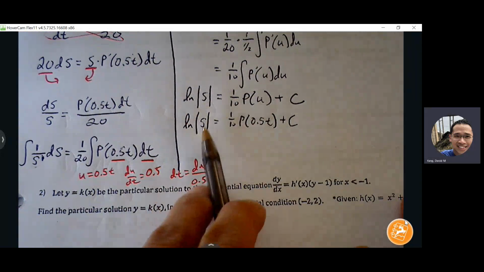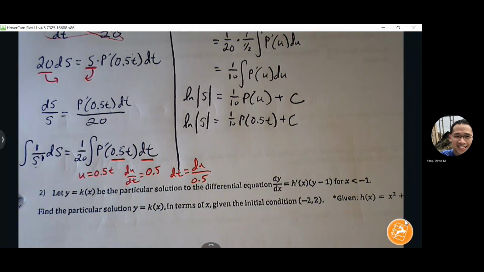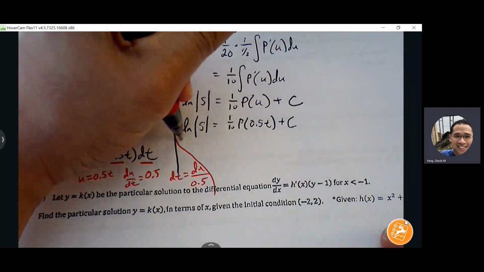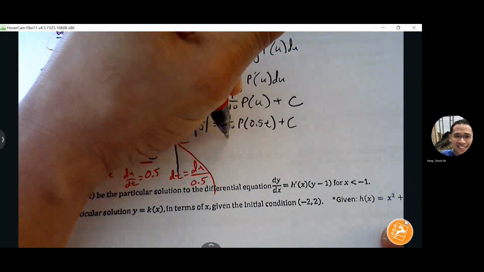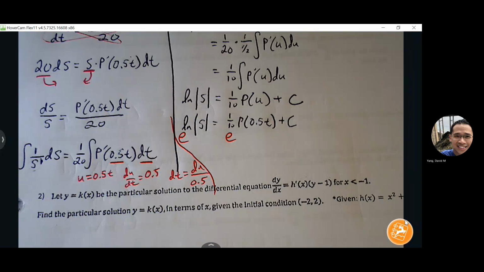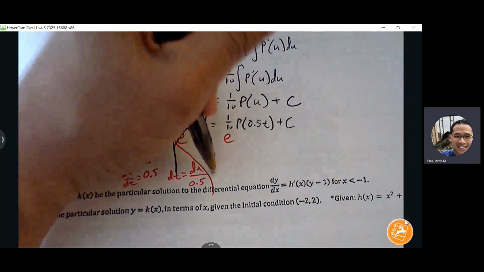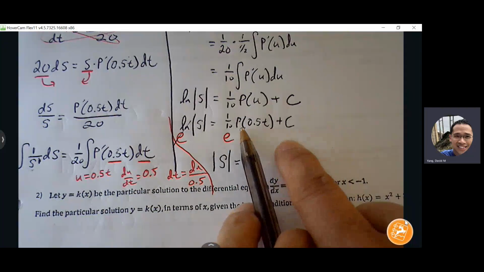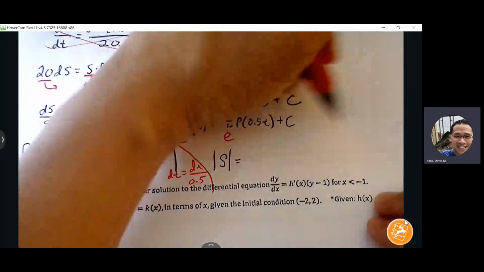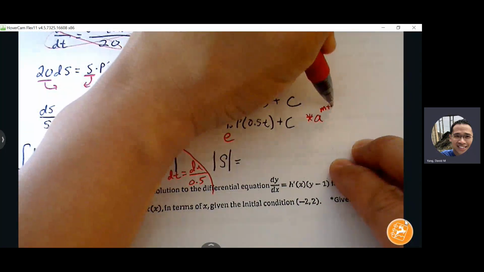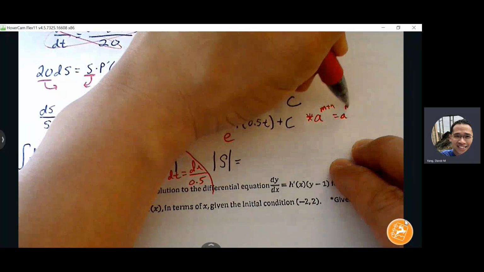All right, so how can I get that S by itself? E, right? Raise both sides. We know E and natural log have a nice way of cleaning up each other. Okay, E and natural log goes away. Absolute value of S. I can split this up, right? E to the, this is my exponential rule here. If I have a to the m plus n, I can expand it into a to the m times a to the n.